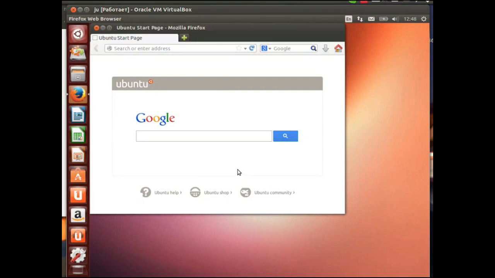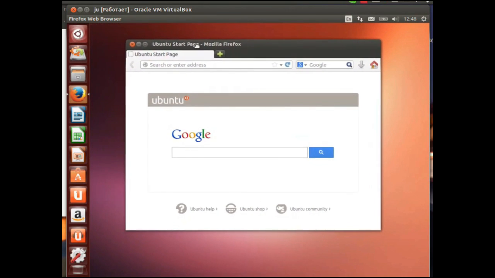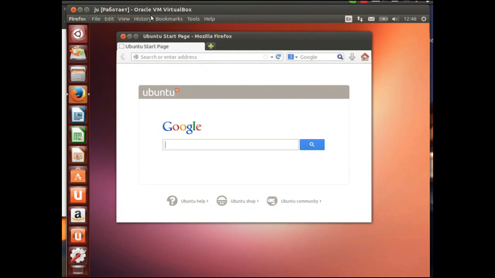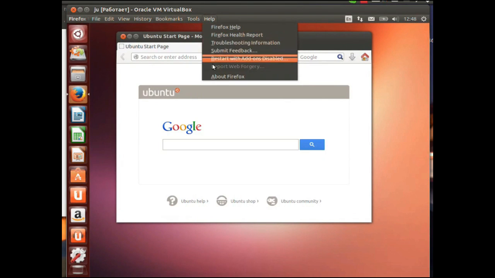Good afternoon. Today we will look at the Daily Build of Ubuntu 13.10, Raring Ringtail. Let's see which default browser is here. What is so visually new and noticeable? By default, Firefox 23 is installed.